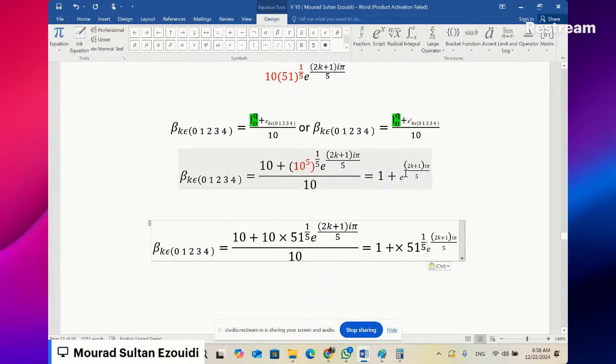So let's check it here. These are the roots of my polynomial to the power 10. And tomorrow I will go back to this for the extension and I will solve the ninth Newton equation. Then I will use these roots and make my own conclusion. This is exactly what we need. Thank you and goodbye. This is Mr. Mourad Sultan Ezouidi.